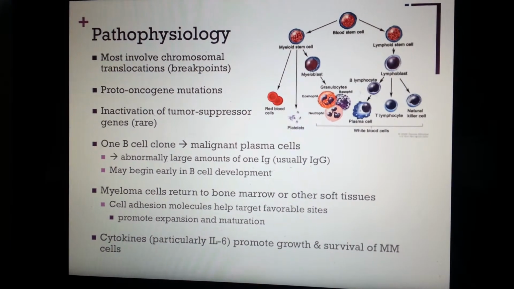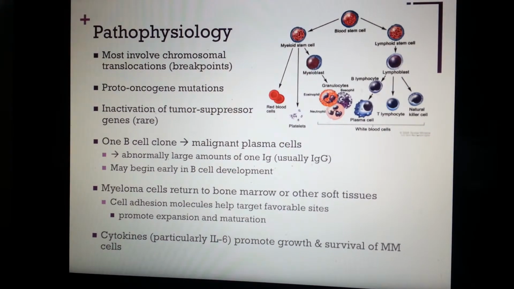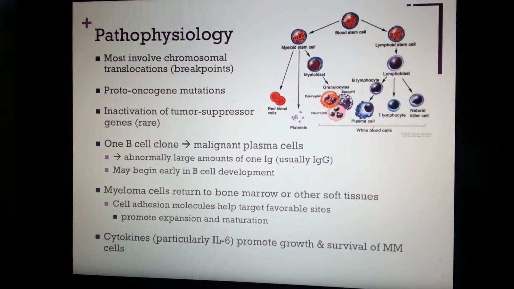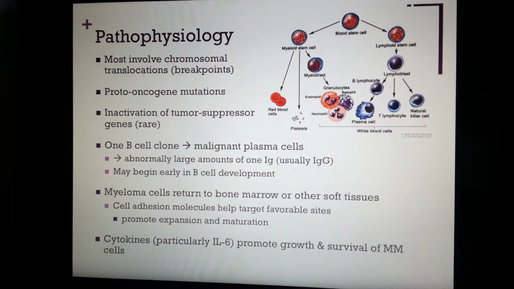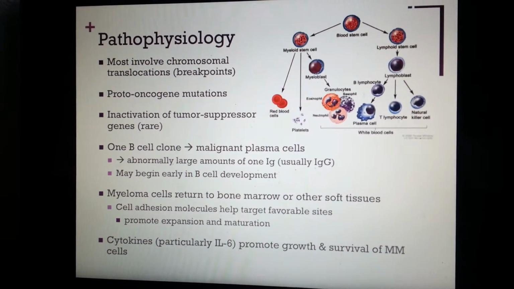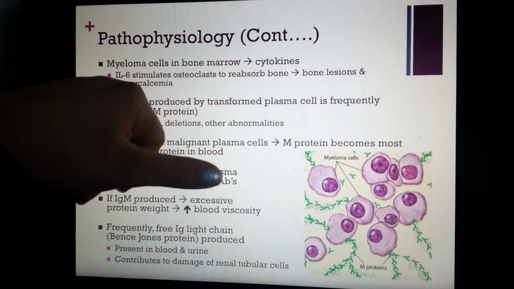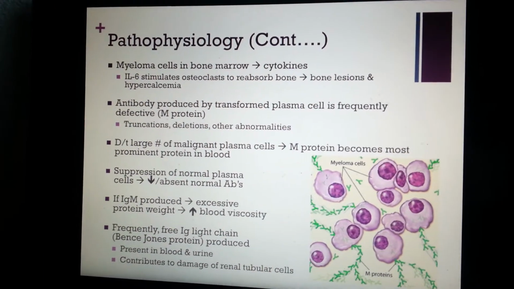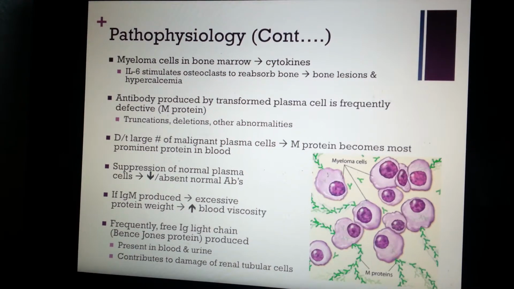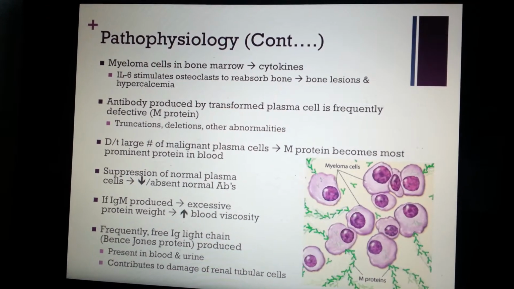and it may begin early in B-cell development. Myeloma cells then return to the bone marrow or other soft tissues, and cell adhesion molecules help them target favorable sites, which allows them to expand and mature. Cytokines, particularly interleukin-6, promote growth and survival of multiple myeloma cells, which we'll see here. The myeloma cells in the bone marrow produce the cytokines. Interleukin-6 stimulates the osteoclasts, which then reabsorb the bone and lead to bone lesions and hypercalcemia because the calcium is being released.